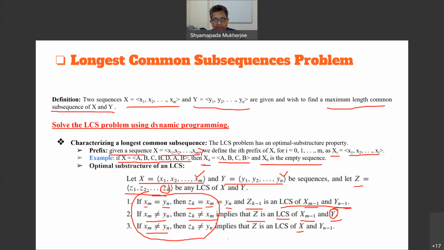So from this one you can say the optimal substructure property is satisfied here: the optimal solution Z, that is the longest common subsequence of Xm and Yn, contains the optimal solution Z of the smaller subproblems, Zm-1 and Y, or X and Yn-1. So this is holding the optimal substructure property.